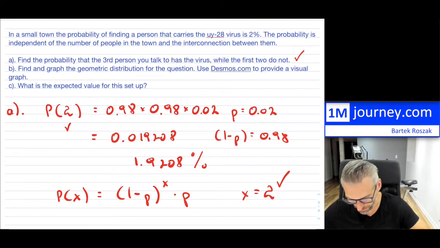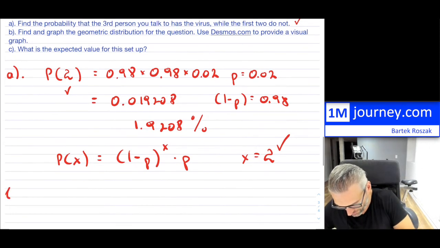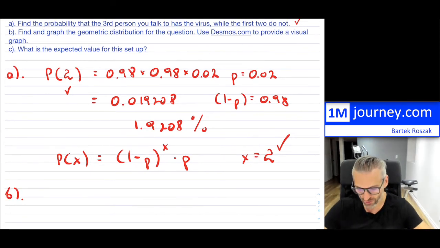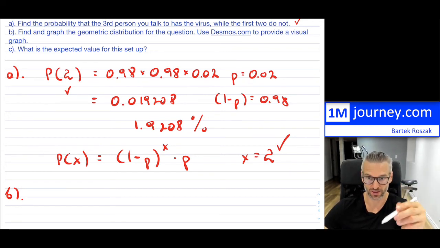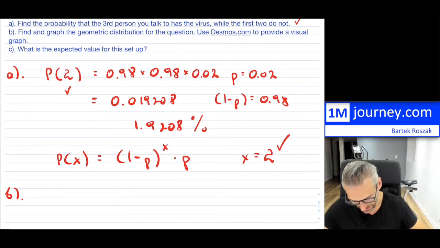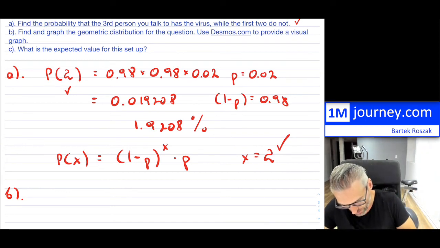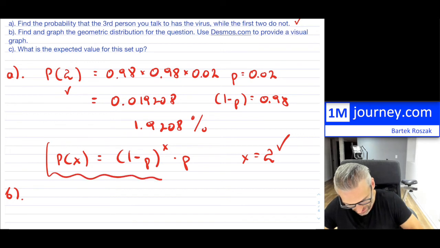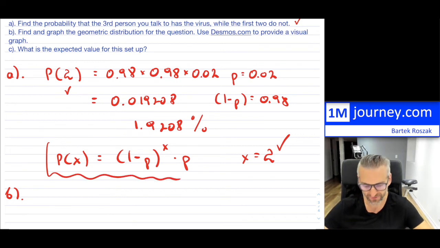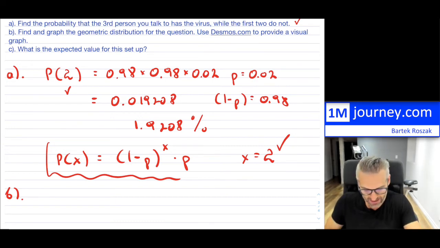So for part B, find and graph the geometric distribution, use decimals. So we just actually did decimals. I'm going to bring decimals back in just a moment. What we would have to do is take this and graph it, to be able to find the distribution. So our p is equal to 0.02.